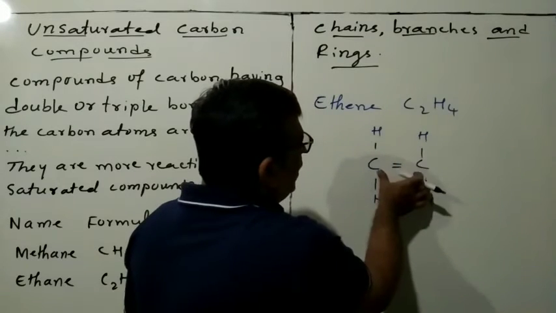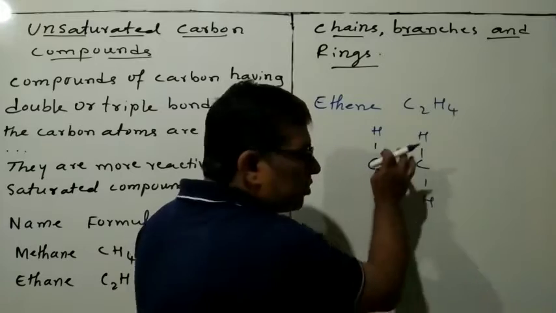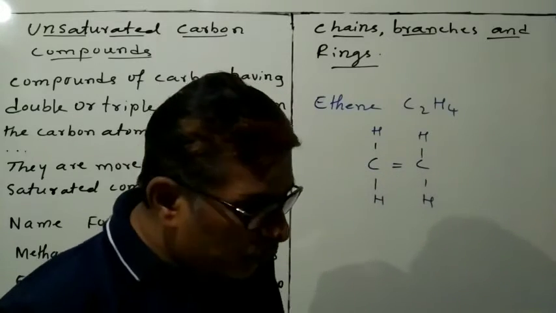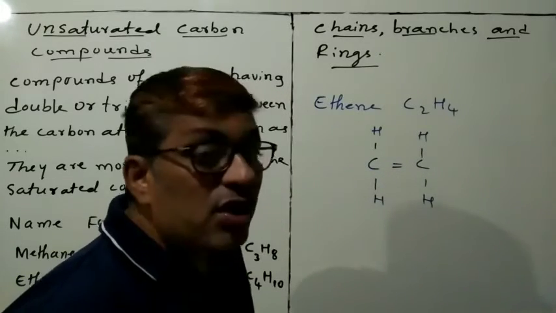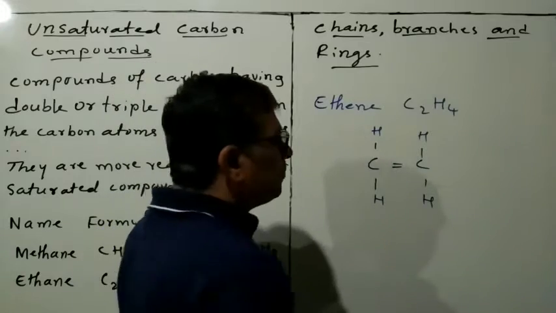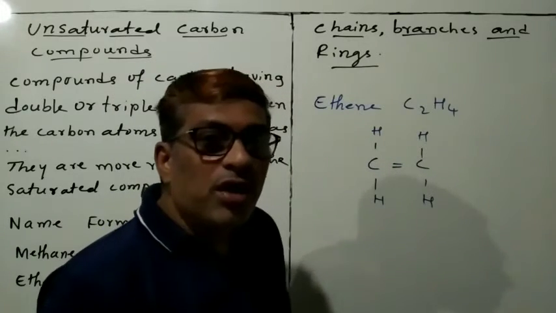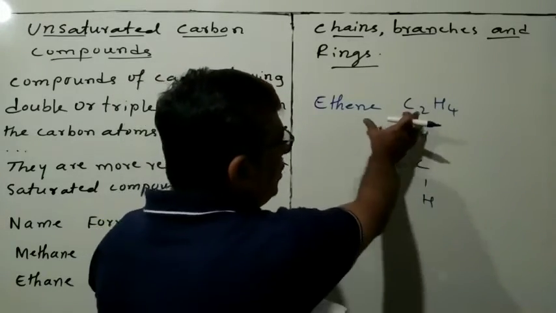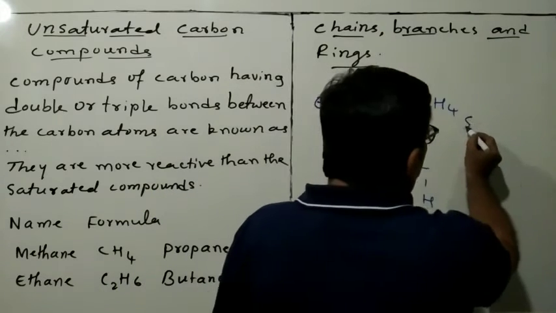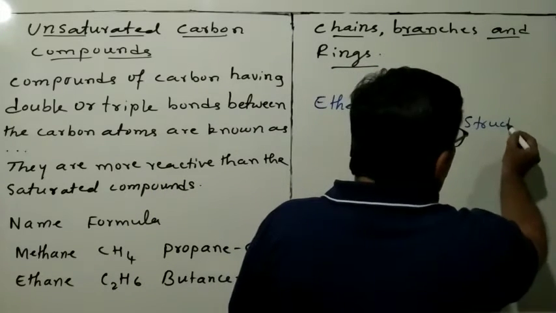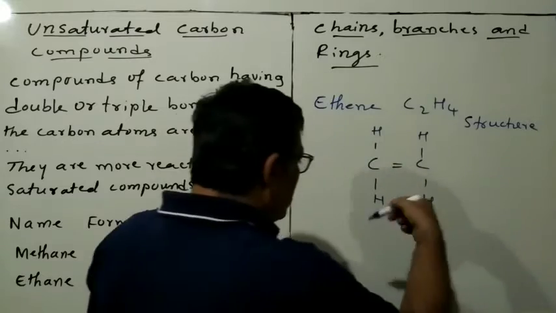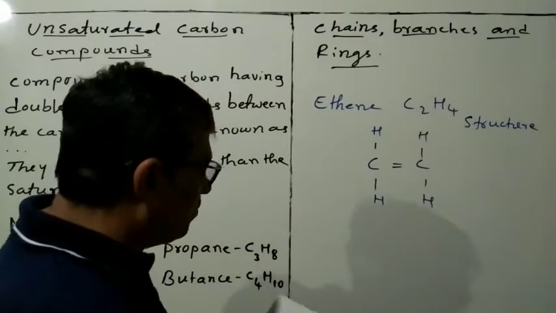Now see, C2H4. In this way, you can show the structure of ethene. Now how do you show the electron dot structure? So this is only the structure of ethene. Now we discuss the electron dot structure.